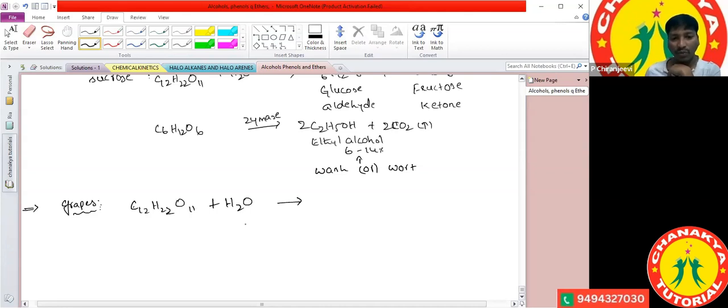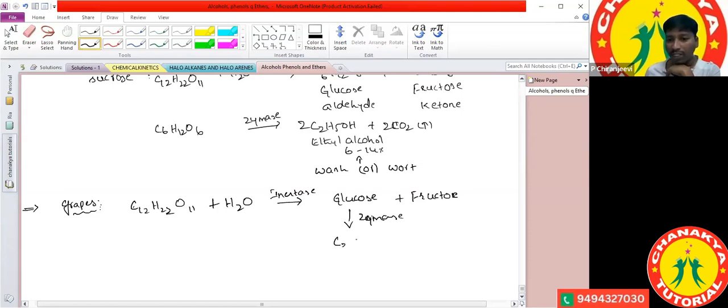C12H22O11 plus H2O, in presence of invertase enzyme, is converted into glucose plus fructose. Then the glucose and fructose, in presence of zymase enzyme, are again converted into ethanol.